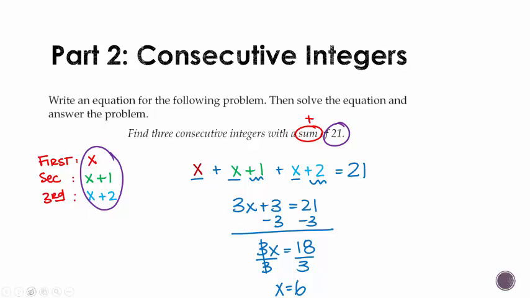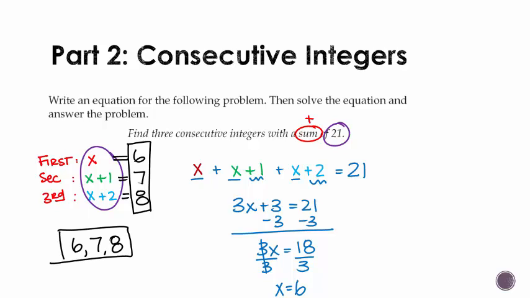Now don't just box that up and be done with the problem. Remember what that means. That means our first number is 6. Our second number would have to be 7, and our third number would have to be 8. Now double check this. Are these numbers all in a row? 6, 7, 8, they are. And do they add to 21? So 6 plus 8 gives me 14, and if I add 7 more, I do get 21. So your answer is 6, 7, and 8. You have to include them all.